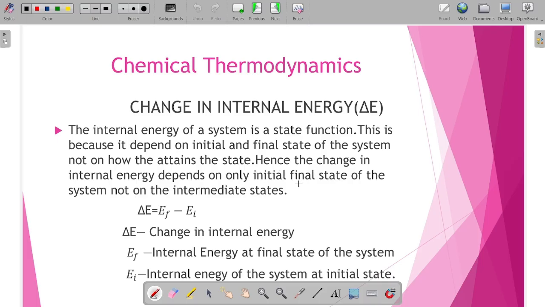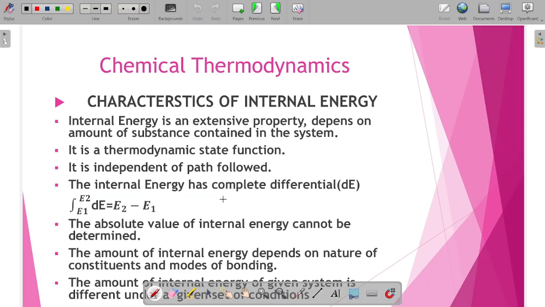Hence, the change in the internal energy depends only on the initial and final state of the system, not on the intermediate states. So this is the change in internal energy. Then another thing, what are the different characteristics of internal energy? So the internal energy is an extensive property.